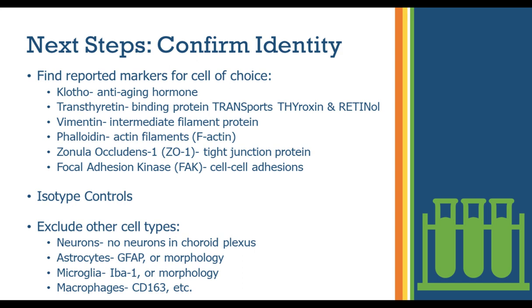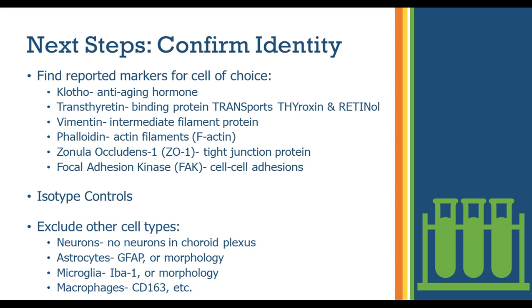So we used klotho, which is an anti-aging hormone, transthyretin, which is a binding protein that transports thyroxine and retinol, and the capitalized letters are how it got its name. We also used vimentin and phalloidin. Vimentin is an intermediate filament protein, and phalloidin stains F-actin. So those are both structural proteins to show that we've got this cuboidal and polygonal-like cell. And we also use zonula occludens 1, or ZO1, which identifies tight junction proteins.